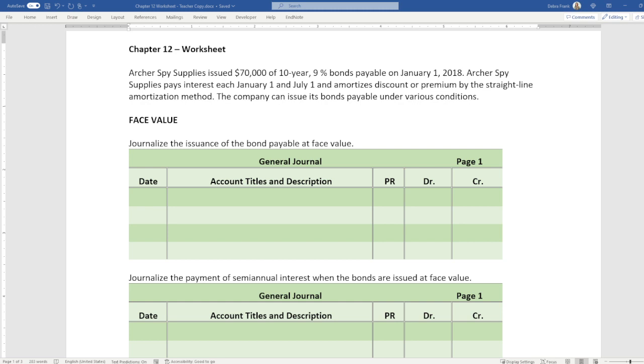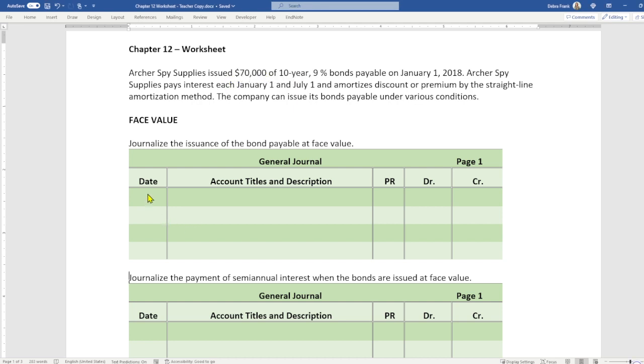They can issue the bonds payable under various conditions. And the first condition we're going to do is face value. So that's the easiest one. That is just at the issued price of 70,000. So that will be how much cash Archer Spice Supply is getting.